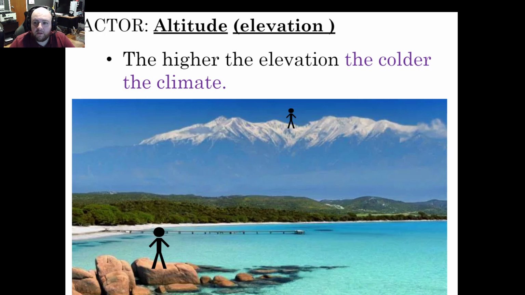All right, the higher the elevation, the colder the climate will be. It's pretty straightforward. We could see this on our reference table as well, page 14, with the little graph showing how temperature changes as we go up deeper into the atmosphere.